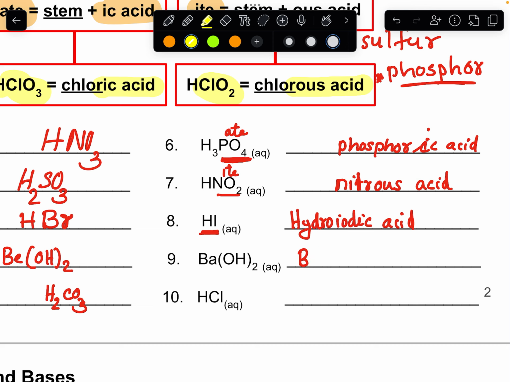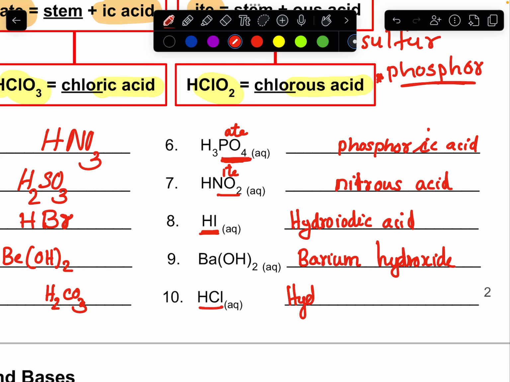Next one, barium hydroxide. Let's write the name. First write the name of the metal, which is barium. Then space, hydroxide. Again, there is a binary acid. All binary acids will start with hydro. Then the root word chlor. Then ic acid.